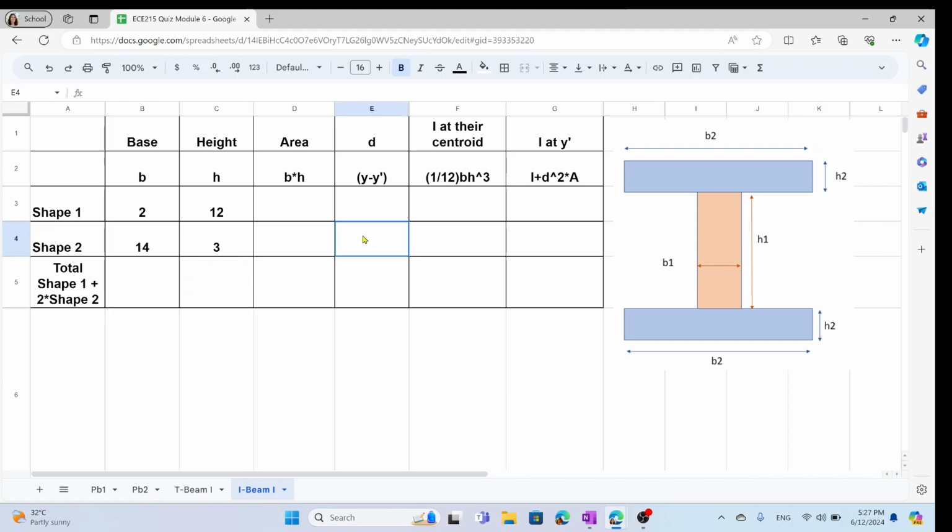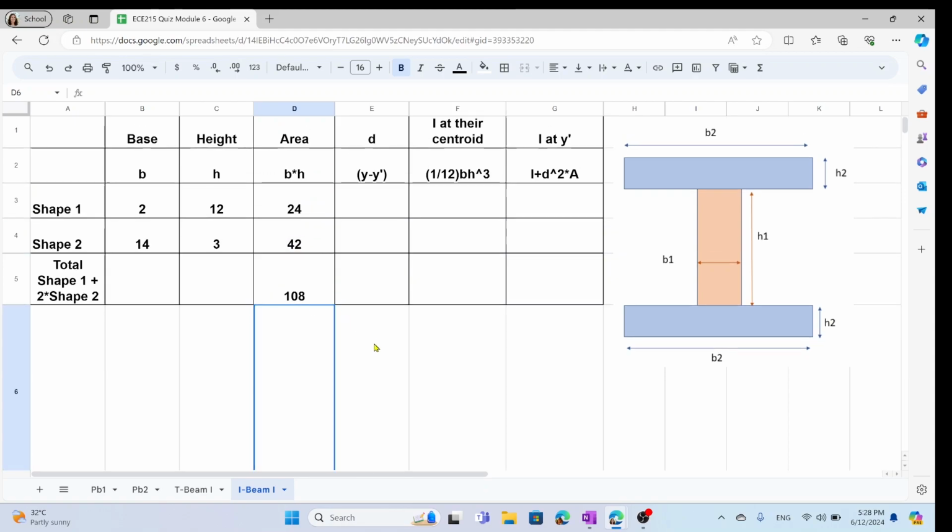Let's get the area, because we need the area at the end for the parallel axis theorem for the blue rectangles, and also sometimes, for example, for normal stress, you may need the area. So let's get it. The area of the pink shape is the base times the height. The area of the blue shape is the base times the height. And the total area will be the pink rectangle plus 2 times the blue rectangle. Don't miss that. So that will be 108 inches squared.